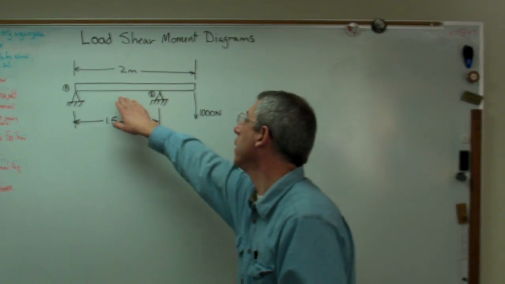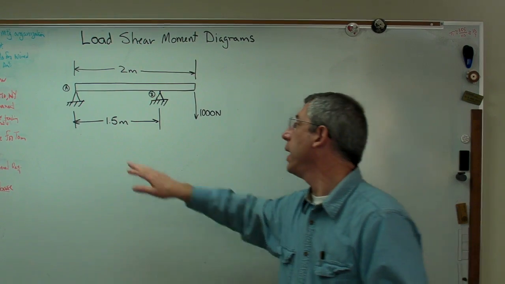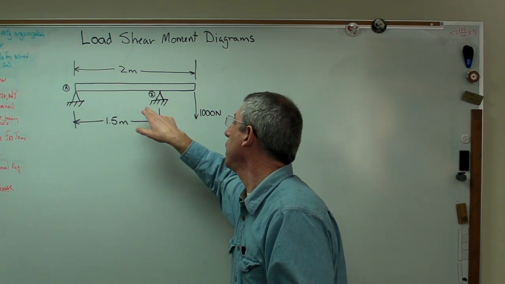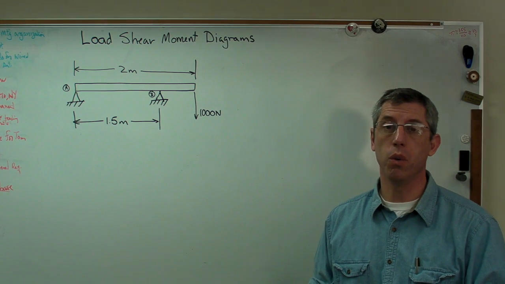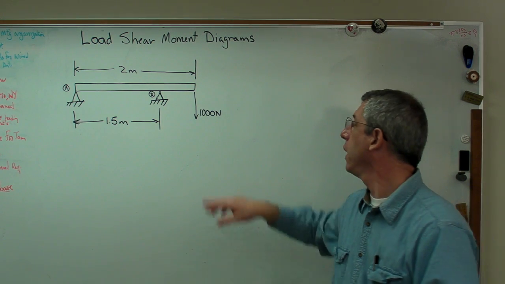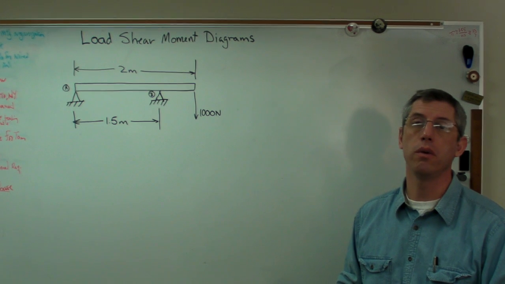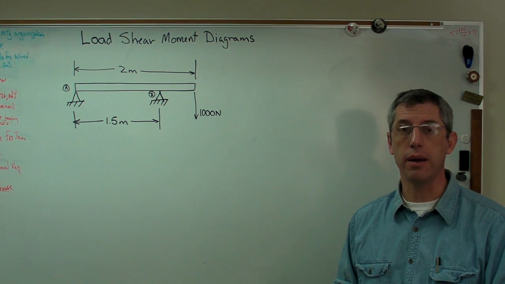I've got a simple beam here. It's 2 meters long, and there are supports at point A and point B, and those two supports are 1.5 meters apart. And there's a 1,000 Newton load vertically down on the right end.